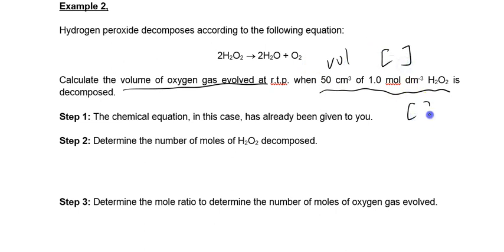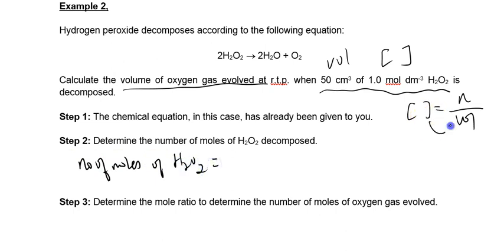So this is simply the concentration equals number of moles divided by volume equation. Number of moles of hydrogen peroxide is simply the concentration times the volume: 1 times 50. Convert this into cm cube, convert this into dm cube. And what we get is 0.0500 moles of hydrogen peroxide.